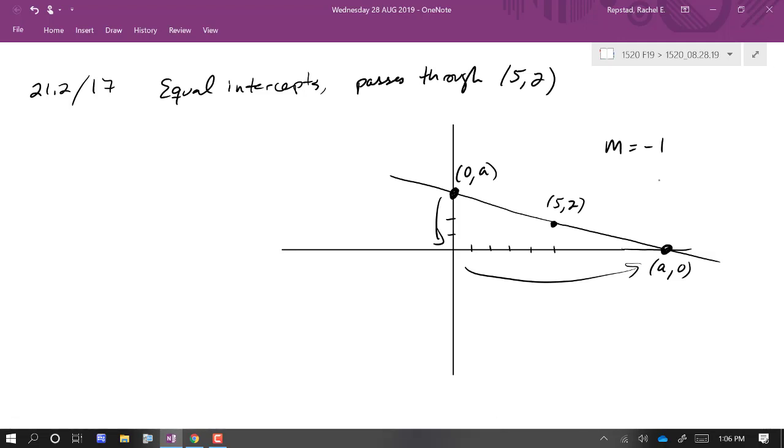We could do slope intercept. We don't know what the intercept is yet, though. If we do point slope, so we absolutely can do slope intercept, I think it's a little bit more direct to do point slope, just because we have everything we need to fill in.